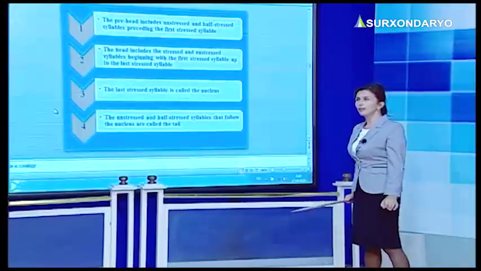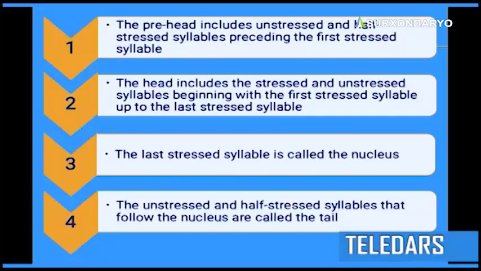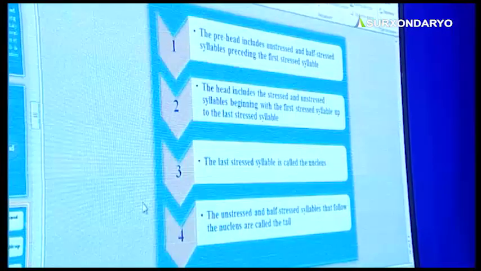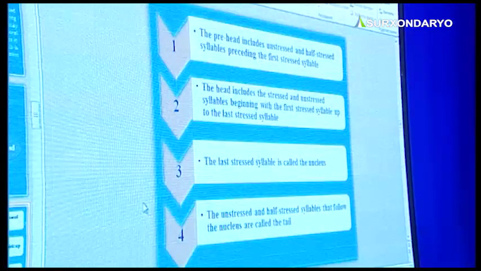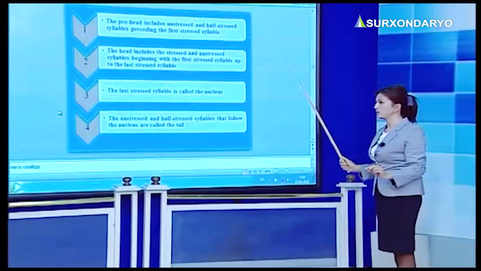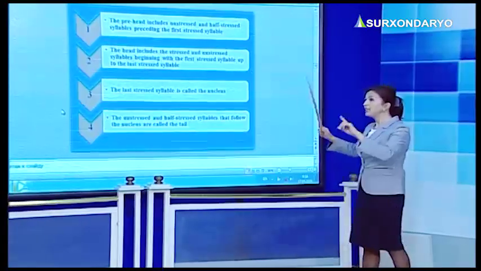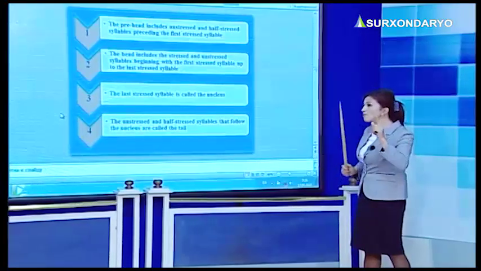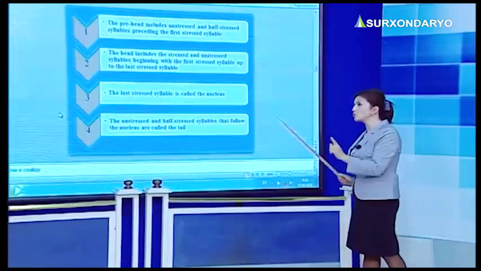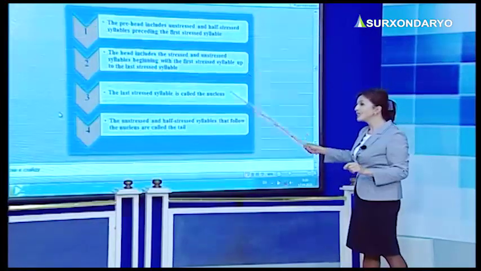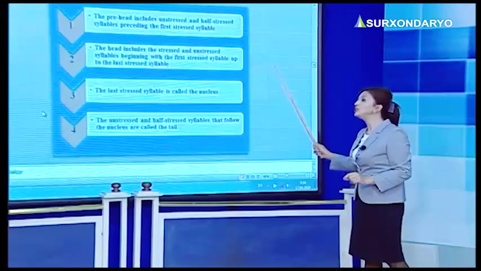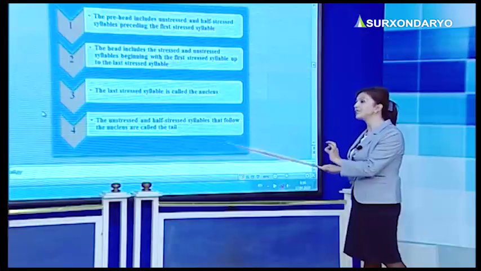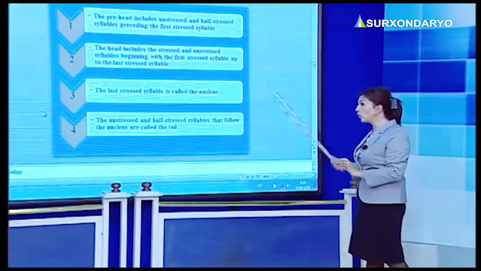So what is pre-head? Let's look at each individually. The pre-head is all unstressed or half-stressed syllables before the first stressed syllable. The head includes all the stressed and unstressed syllables beginning from the stressed one up to the last stressed syllable. The last stressed syllable is called nuclear. And the unstressed or half-stressed syllables after the nuclear are called tail.